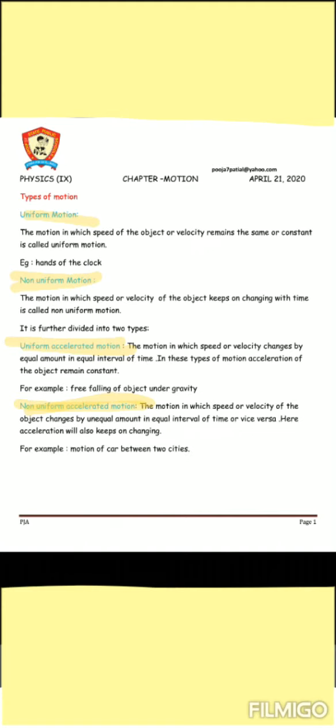Uniform accelerated motion and non-uniform accelerated motion are both types of non-uniform motion. Always remember, whenever the word acceleration is there, whether it is uniform or non-uniform acceleration, the speed will always change, because the meaning of acceleration is exactly this: change in speed, or change in velocity, of the object. Okay, so this is all about the types of motion.